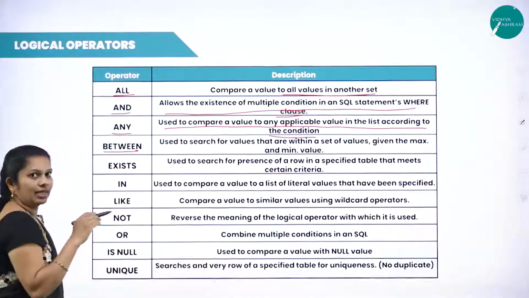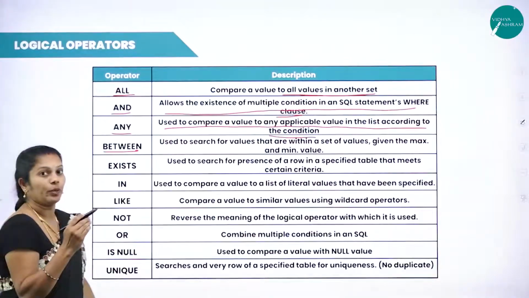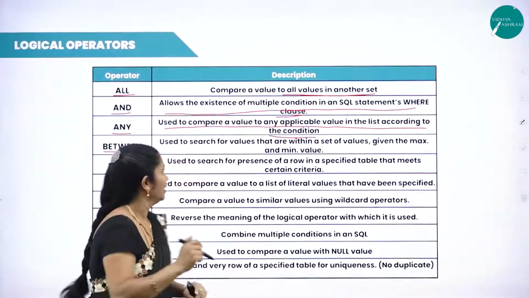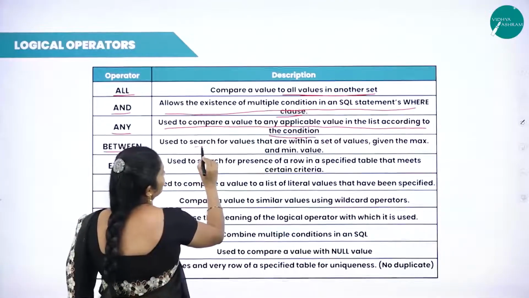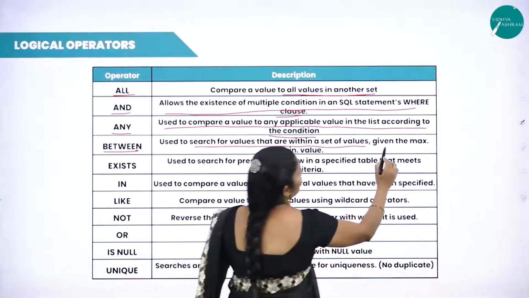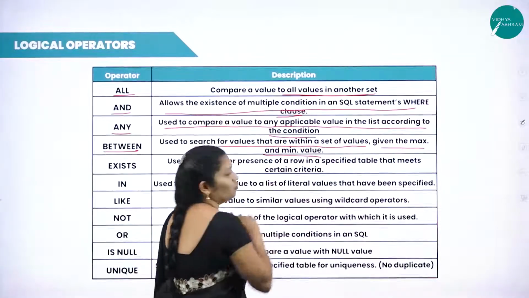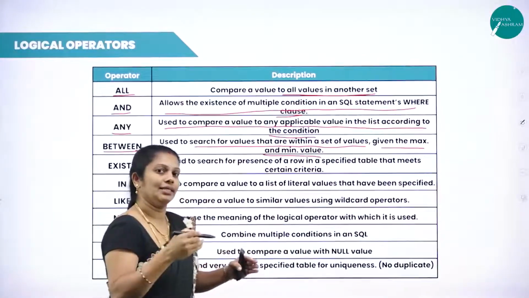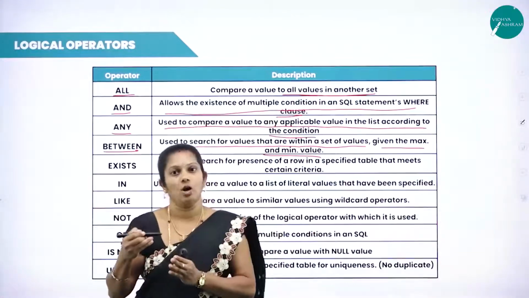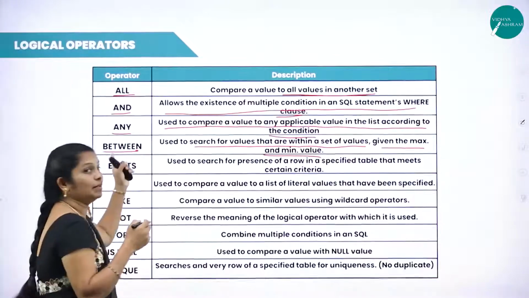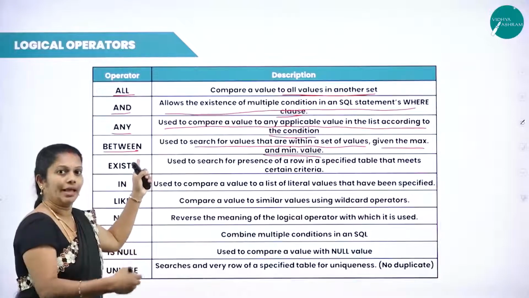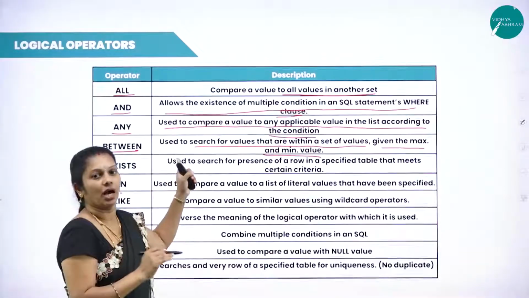Between, the next logical operator is BETWEEN. Between is used to identify the values within a limited range. That means it is used to search for values that are within a set of values or a given maximum and minimum value. I want to select the employee's name whose salary is in between 10,000 to 20,000. Then I am using this BETWEEN. Here I am selecting only the employees' names whose salary is in between 10 to 20,000.